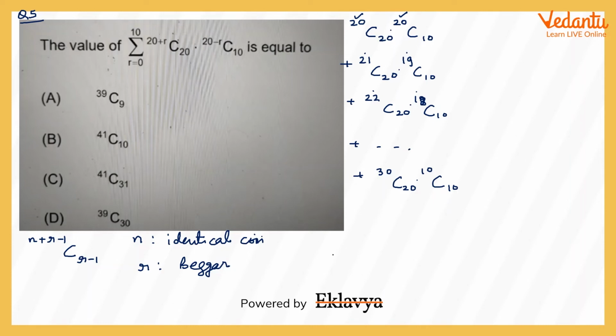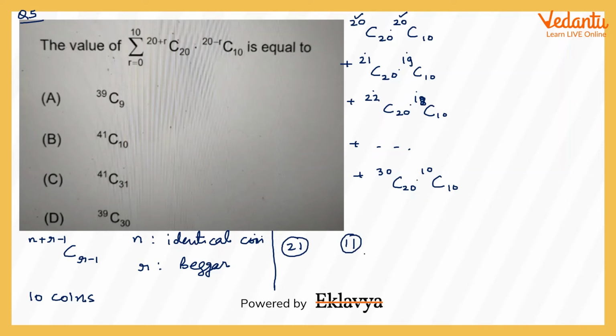Okay. Now here please see what I am going to do. I will assume there are two groups of beggars. One group has 21 beggars and the other group has 11 beggars. The total number of coins is 10, and I am assuming there are two groups of beggars, one of 21 and one of 11.